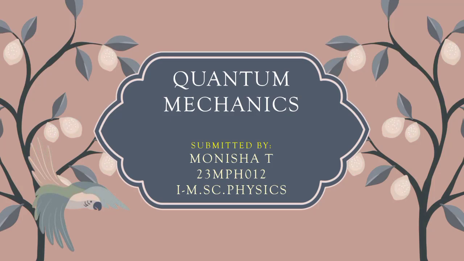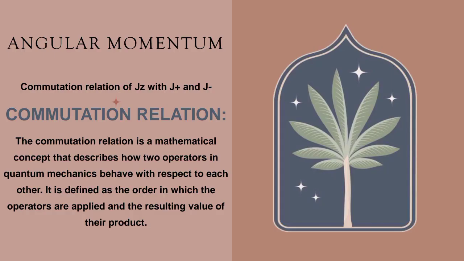Let's discuss a topic in quantum mechanics. The topic is commutation relation from the fifth chapter, angular momentum. What is a commutation relation? A commutation relation is the mathematical concept that describes how two operators in quantum mechanics behave with respect to each other. It is defined as the order in which the operators are applied and the resulting values of their products.